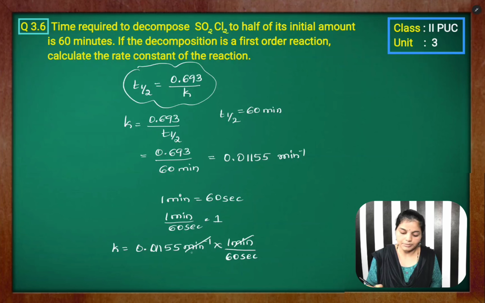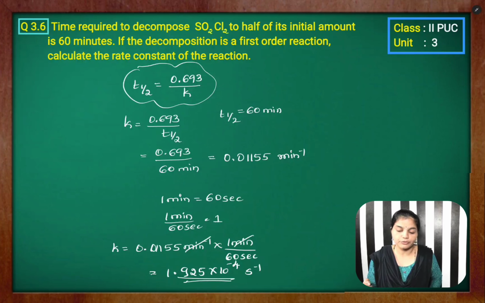So minute and minute inverse get cancelled. Now I have to divide 0.01155 by 60, and this comes out to be 1.925 into 10 to the power minus 4, and the unit is second inverse. So therefore the rate constant here is 1.925 into 10 to the power minus 4 per second.